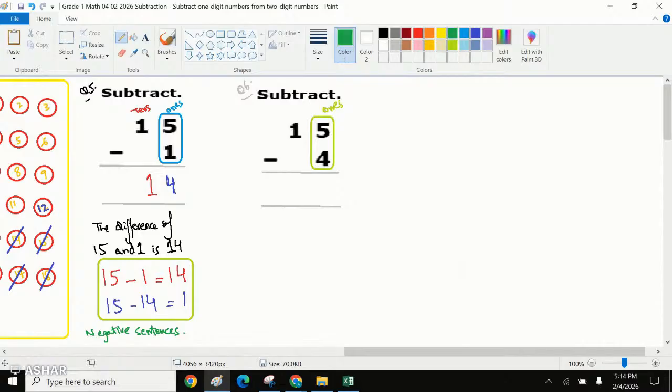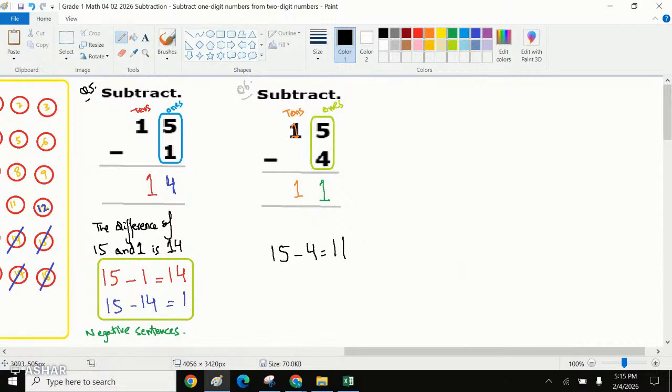5 minus 4 would be a 1, agreed? And since there was nothing in tens, the 1 in tens comes as it is. So we can write the answer as 15 minus 4 equals 11. Agreed? We can give either of this. We can give this statement as well, that the difference of the numbers 15 and 4 is 11, right?